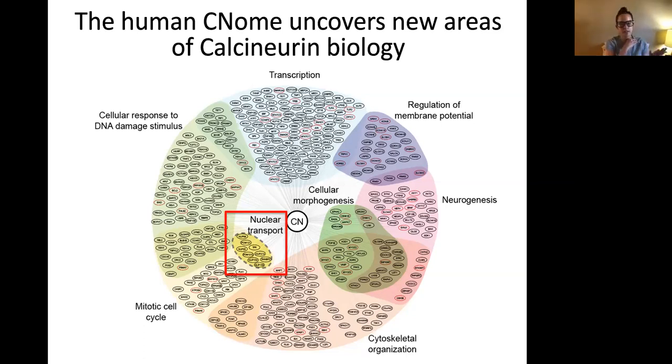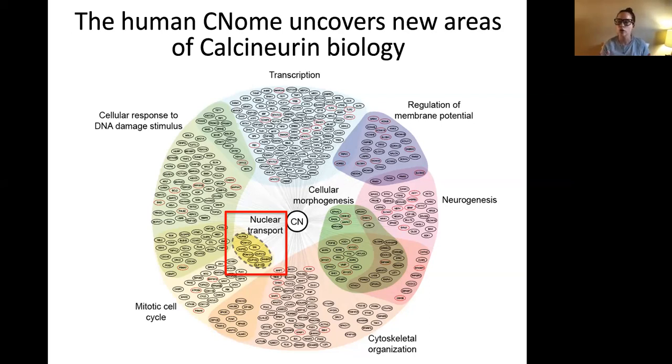So when we first identified nuclear transport, we were a little bit surprised because no one had ever identified a role for calcineurin in this. However, when we started digging through the literature, it became pretty clear that the nuclear pore is an area that's kind of ripe for regulation by calcineurin.